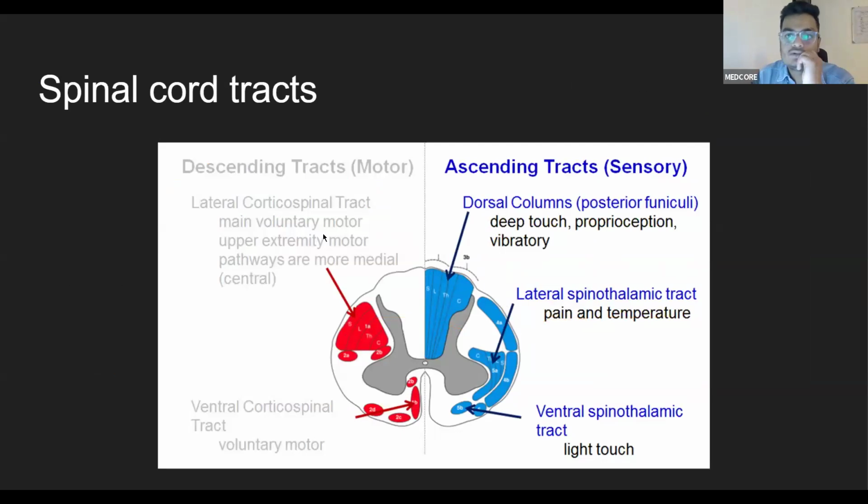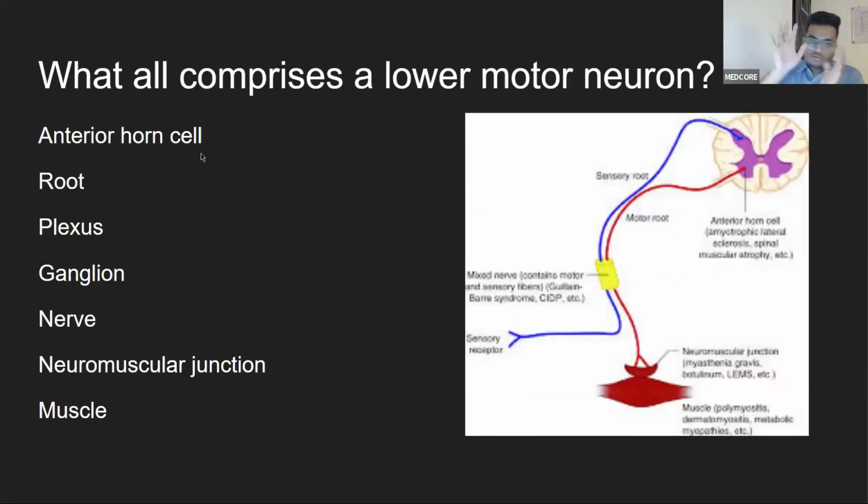So what actually comprises a lower motor neuron? So in the corticospinal tract, when I mentioned that the fiber is descending from the brain, crosses at the level of medulla, and then it goes to the spinal cord, it actually terminates at the anterior horn cell. The anterior horn cell is a part of lower motor neuron. All right. And from anterior horn cell, another fiber goes out, which is the entire lower motor neuron. It has 7 components that I have written in the screen. The first one is the anterior horn cell.